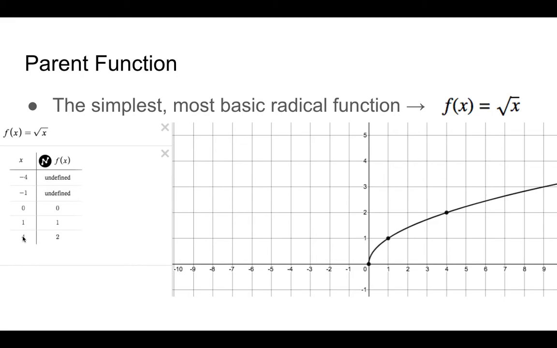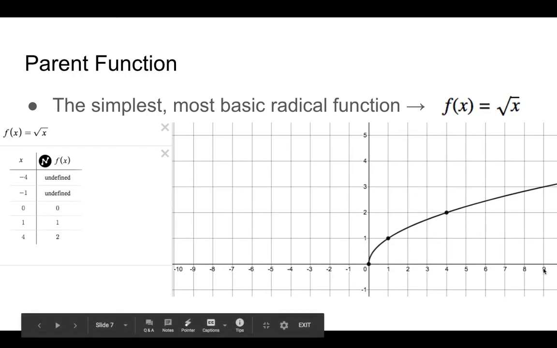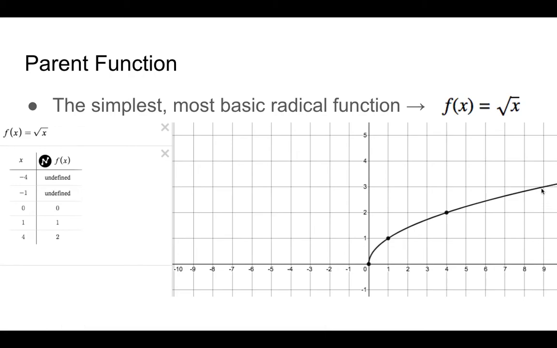If we plug in a 4, the square root of 4 is 2. So we're plugging in for x and we get 4, 2. If you look over here, if we plug in a 9, the square root of 9 is 3. So that's how we get this slightly curved line like this.